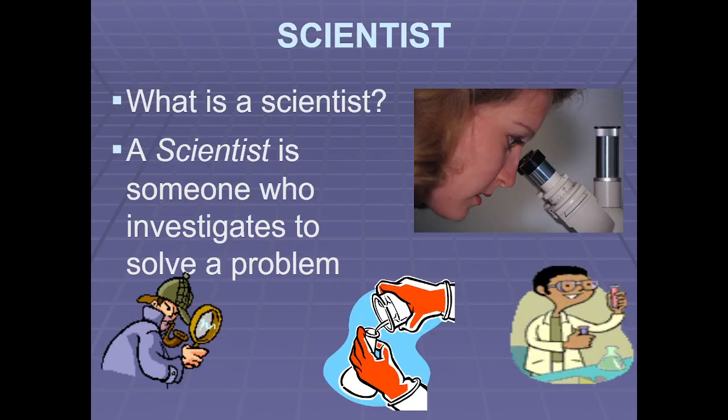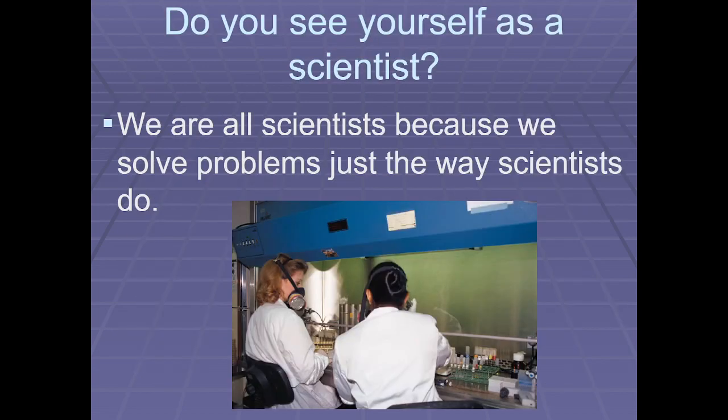What is a scientist? A scientist is someone who investigates to solve a problem. Do you see yourself as a scientist? Well, we can all be scientists and we all are scientists because we solve problems just the way scientists do. We ask questions about everyday life and we attempt to find answers to those questions.